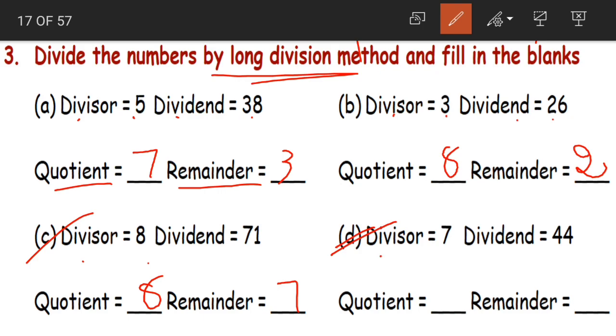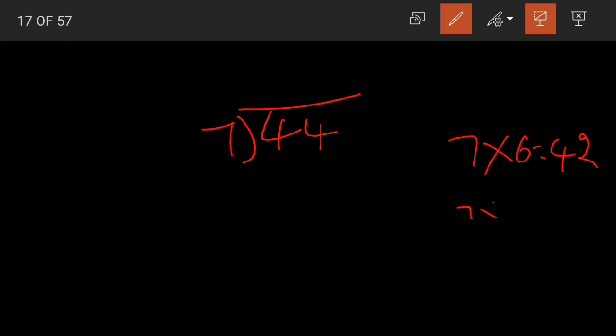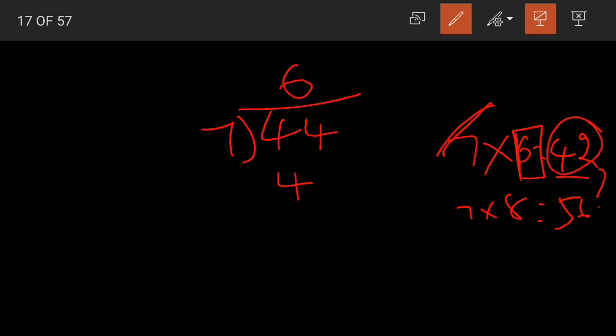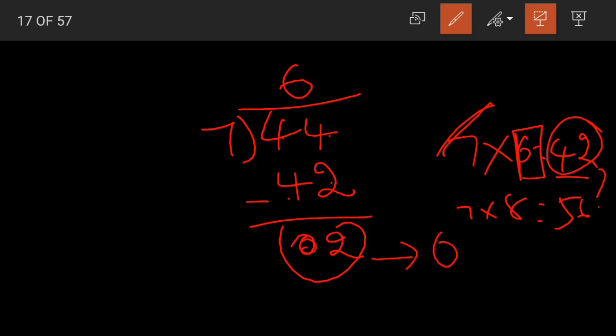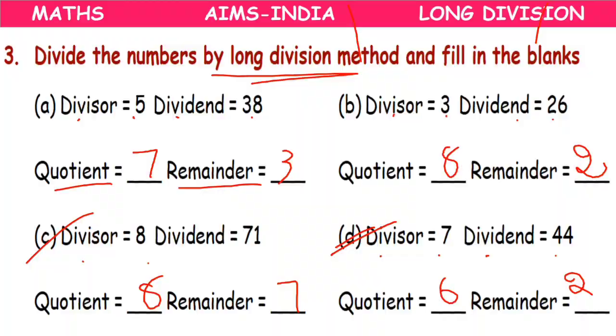Coming to the last question, divisor 7, dividend 44. 44 divided by 7. Now we know that 7 sixes are 42. 7 eights are 56. Again, we do not have 44 in the 7 table. So which number should we go with? The smaller number. 7 sixes are 42. So 6 becomes our quotient. 42 is written just below our dividend. When we subtract, 4 minus 2, 2, 4 minus 4, 0. So what is our answer? 2 becomes our remainder, and 6 becomes our quotient. 6 is our quotient. 2 is our remainder.